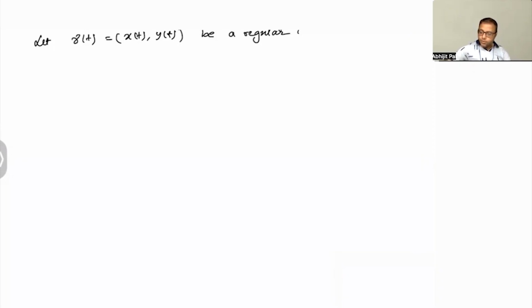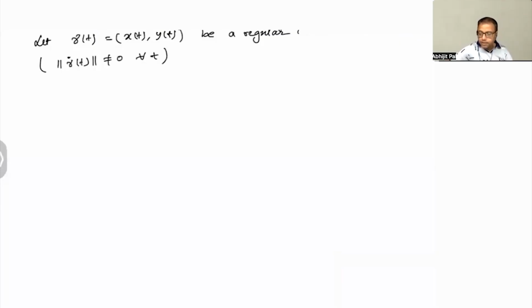Let gamma t equal to x(t), y(t) be a regular curve in R2. Regular curve means here, if I take gamma dot t, the norm of gamma dot t is not equal to 0 for all t. This is the meaning of regular curve.